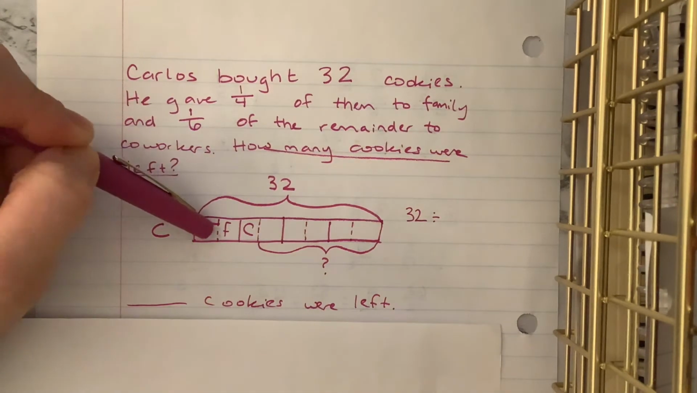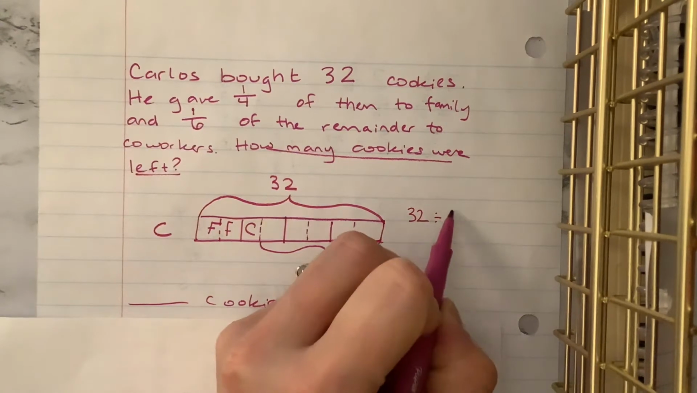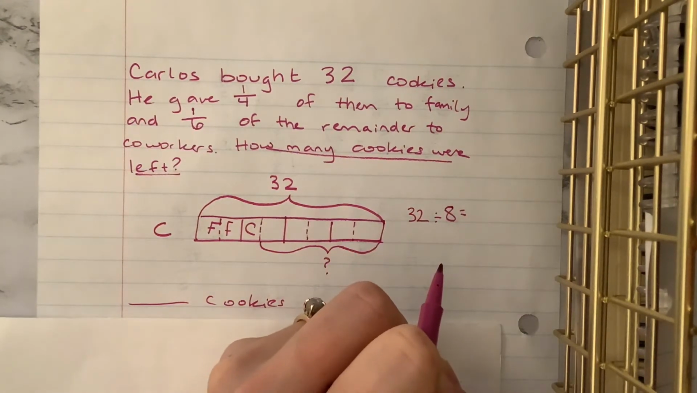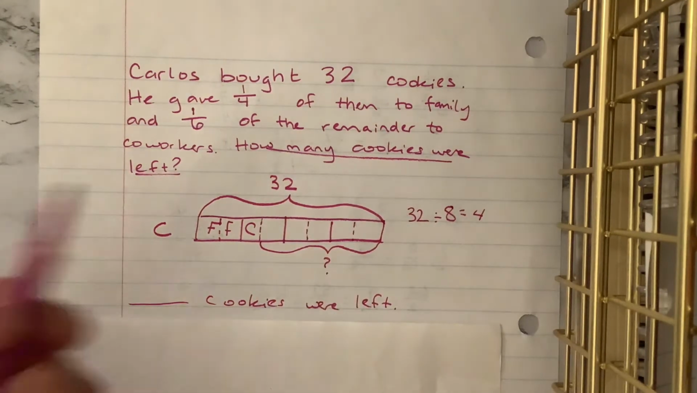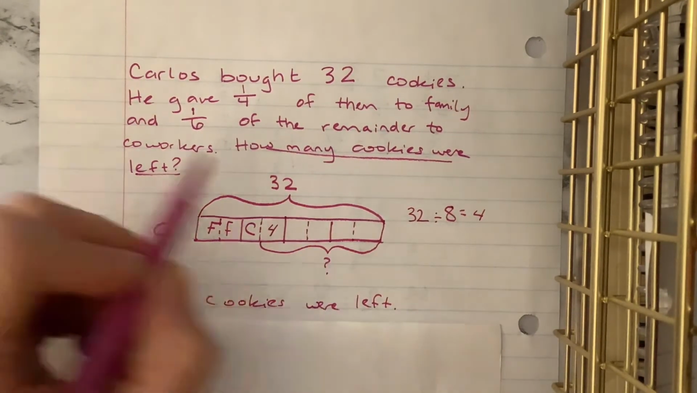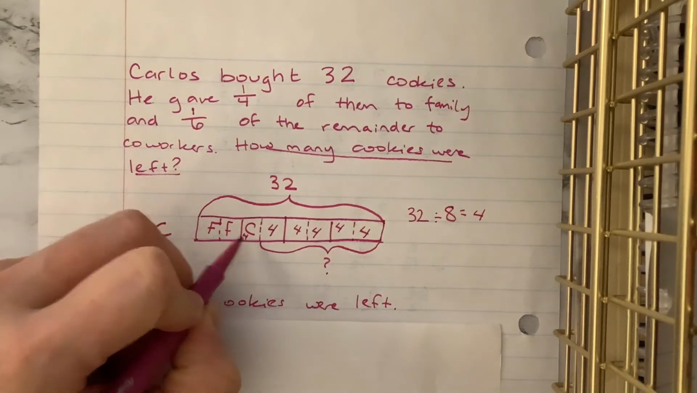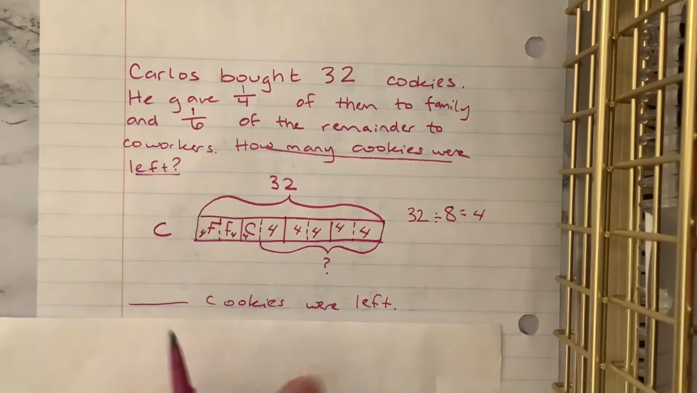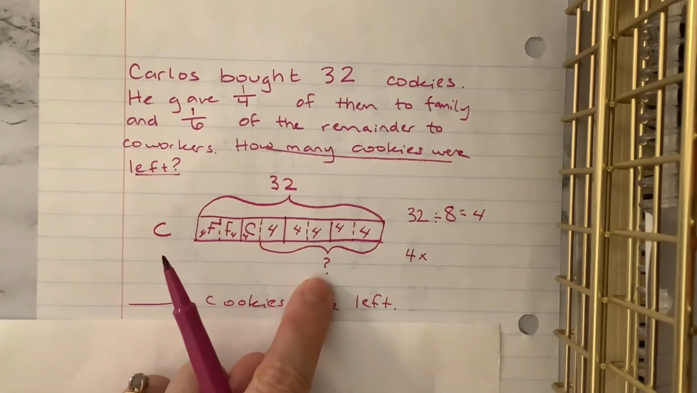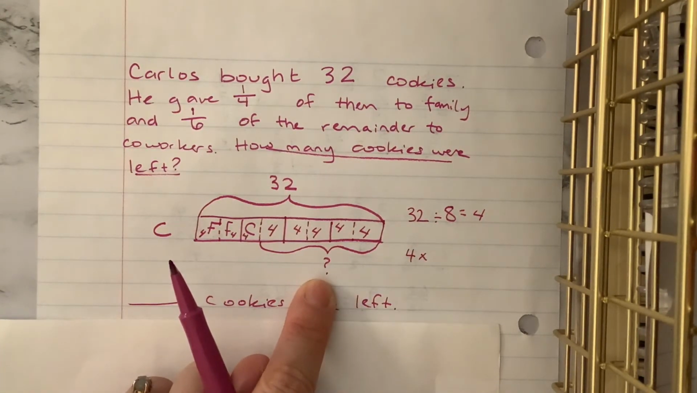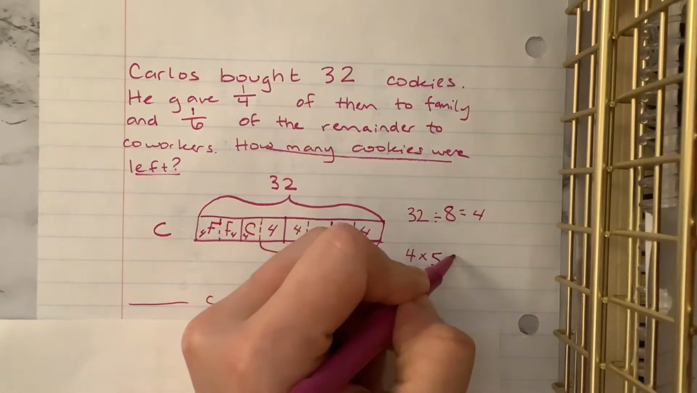So if we have 1, 2, 3, 4, 5, 6, 7, 8 total, we're going to do 32 divided by 8, which gets us 4. So that means each box is equal to 4, including the ones that have letters in them. So now we look to our question mark. We need to do some multiplication here, and the question mark tells us to multiply 4 by 5, which gets us 20.